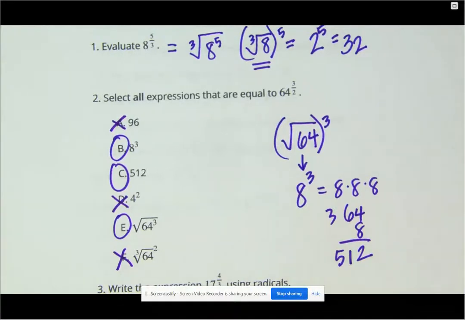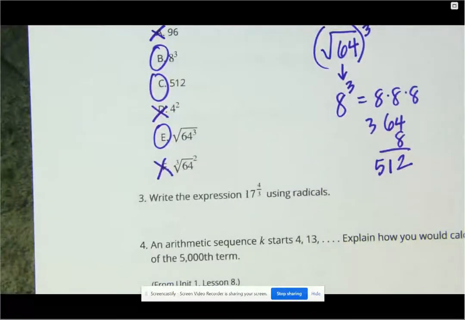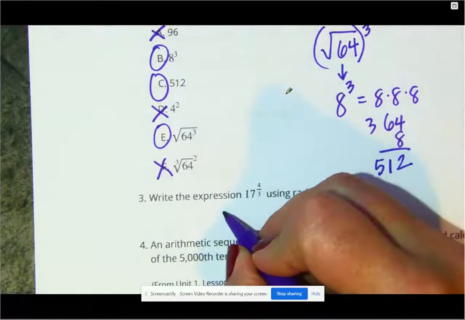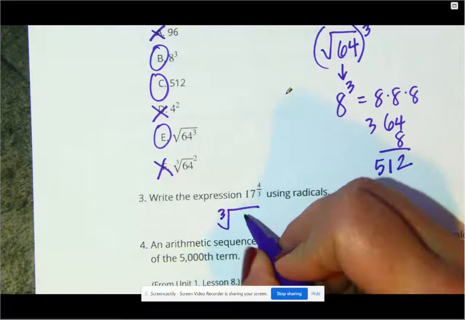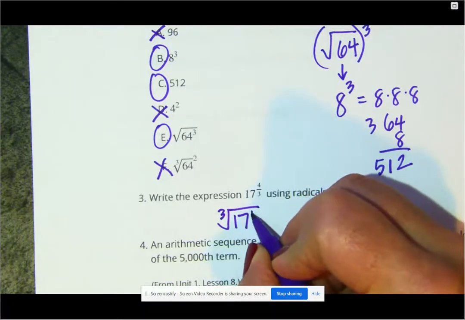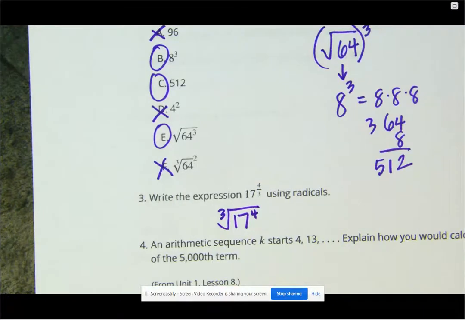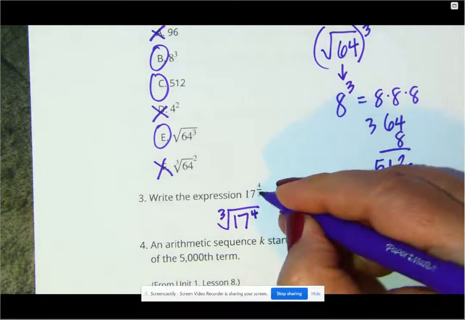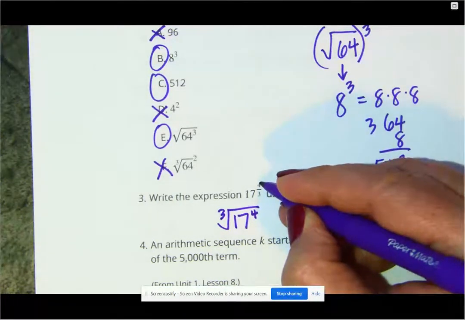Number 3, write the expression using radicals. So this means I'm taking the 3rd or cube root of 17 to the 4th. This is the root I'm taking. This is the power it's being raised to.